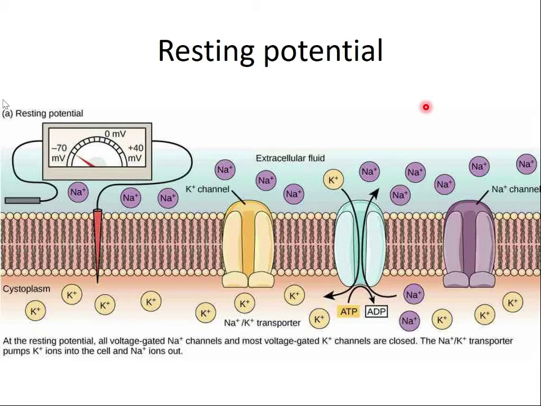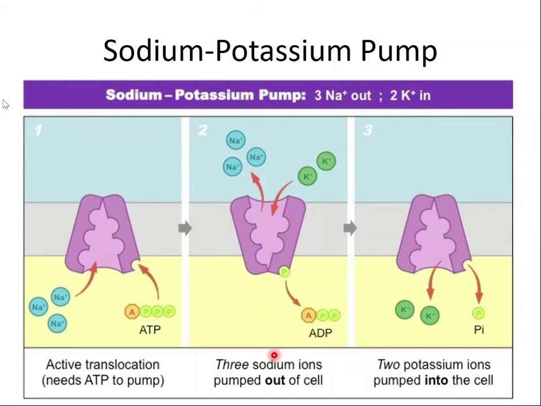Make sure to know the resting potential. It is at minus 70 millivolts. How we have more sodium on the outside, extracellular fluid, and more potassium within the cells intracellularly. And this resting potential is disturbed when nerve impulses travel, known as action potential.